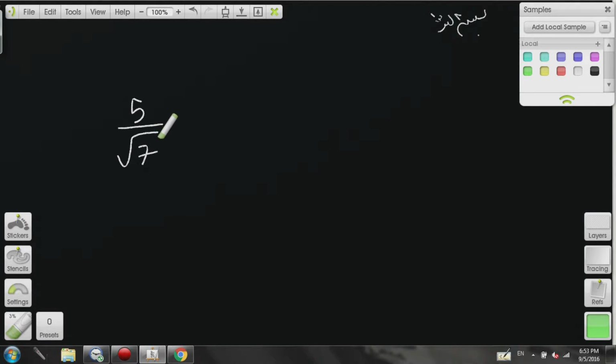Well, how are we going to get rid of it? You can't just erase it. You know what I'm saying? You can't just say, okay, there's no radical there. No, you can't do that. So you want to get rid of this radical. What you do is this: you multiply the numerator and the denominator by the radical, whatever it is. Then simplify. And this becomes 5 times the square root of 7, and the square root of 7 times the square root of 7.